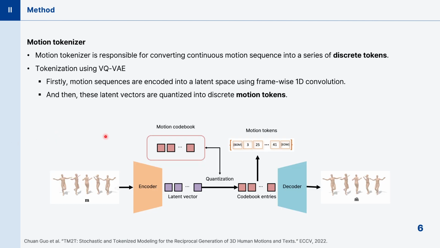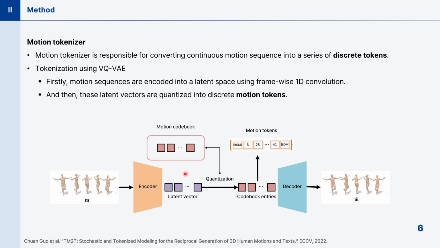The first essential part of the model is the motion tokenizer, which is responsible for converting continuous motion data into a series of discrete tokens. This process is critical because it enables the model to handle motion data similarly to how it processes text data. The motion tokenizer is based on VQVAE, which is a model commonly used to compress high-dimensional data into discrete latent codes.